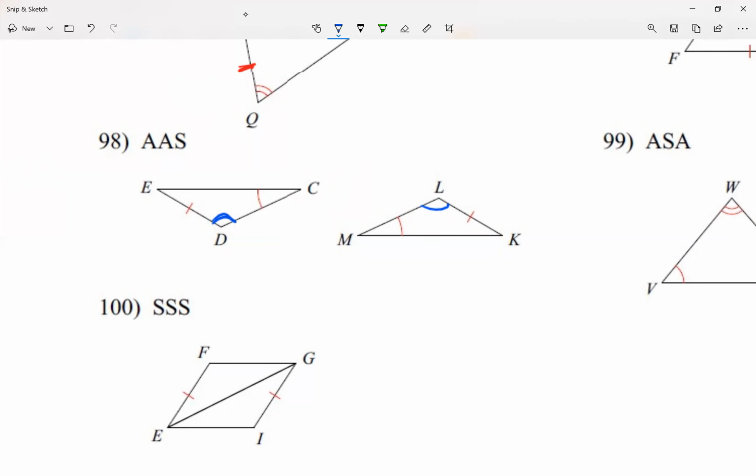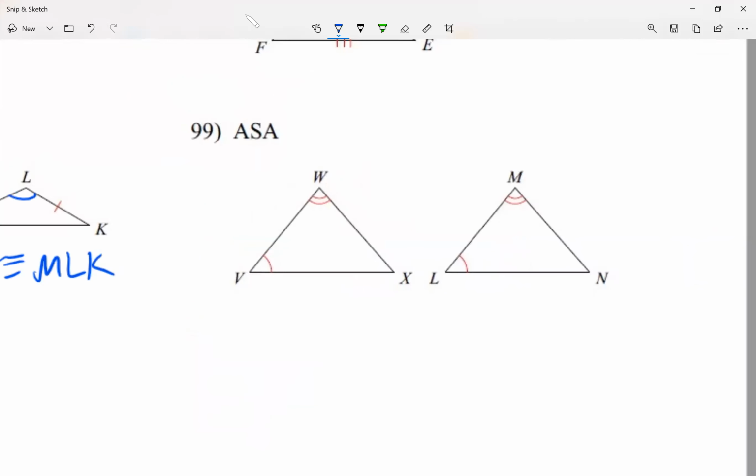The first angle, I'm going to call this CDE. Notice I use all 3 letters, and I kept D in the middle. For the other one, I'm going to use all 3 letters, but I'm going to keep L in the middle. So MLK. Now, question number 99. I need 2 angles and the side in between. So I'm missing this side with this side. So that's VW. It's congruent to LM.